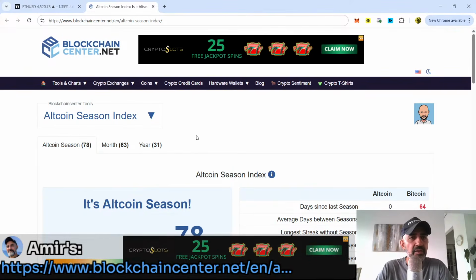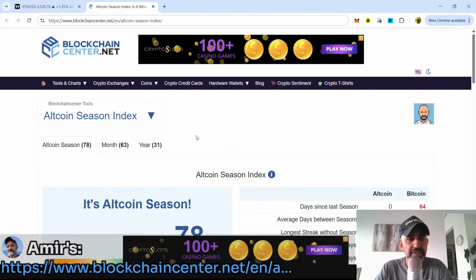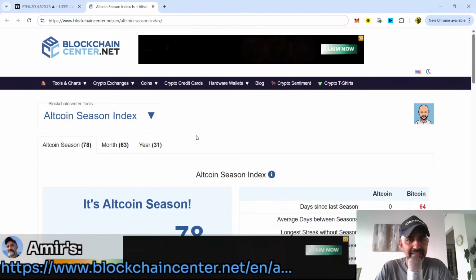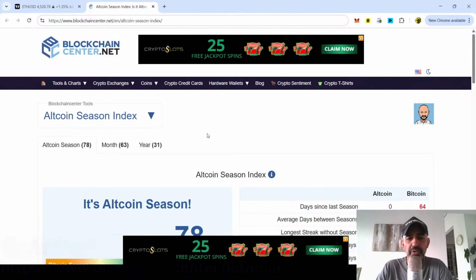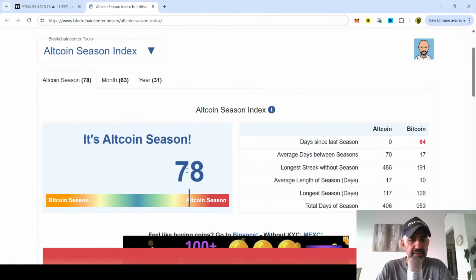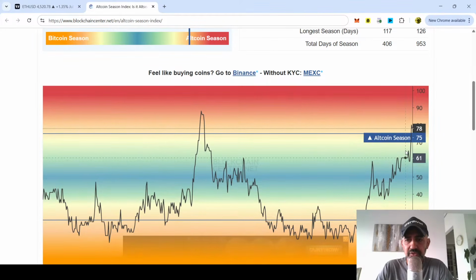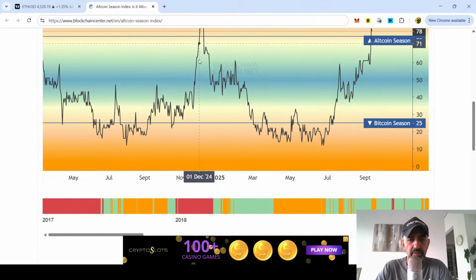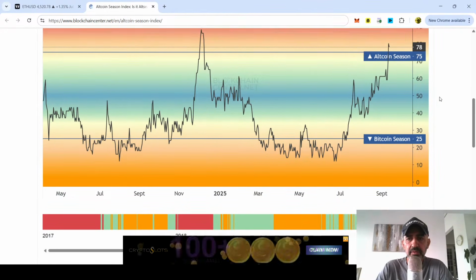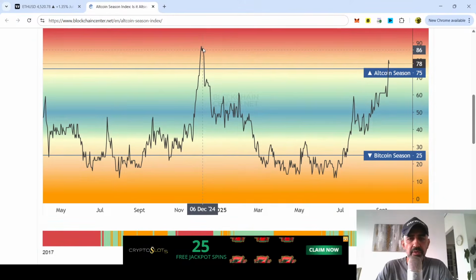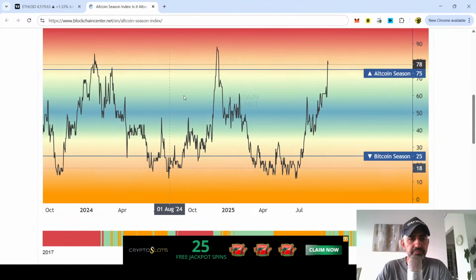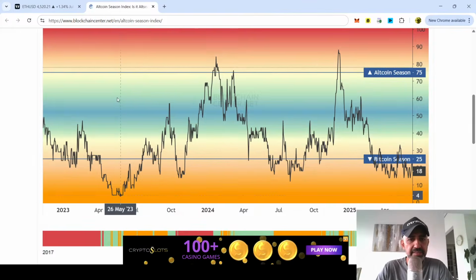It's blockchaincenter.net/en/altcoin-season-index/. So you can go there and you see, look, 78, it's altcoin season. We've just entered alt season. Look at that. Last time we were there was, when was it? Kind of November 24, and we had a rejection. There's a mini alt season there.